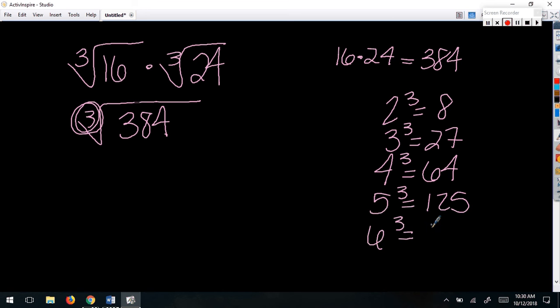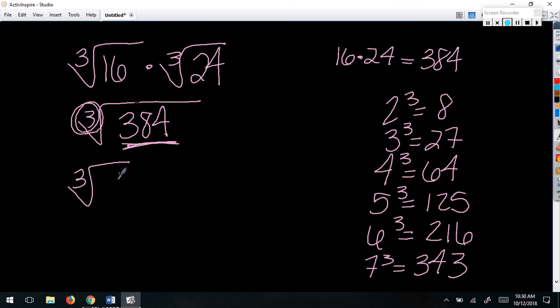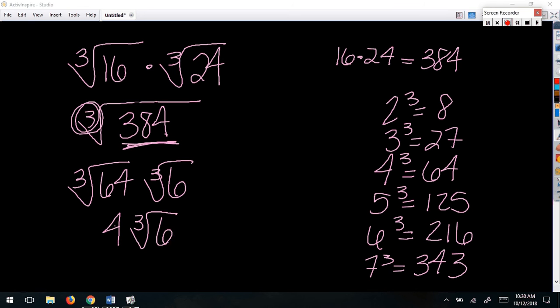Well, if my pen will write. 7 to the third is 343. And so I already know that's as far as I really need to go because I'm looking at 384. So from this list of numbers, I want to pick the biggest one that I can divide 384 by. And I believe it is 64. So I get 64 times 6 would give you 384. So you would get 4 times the cubed root of 6.